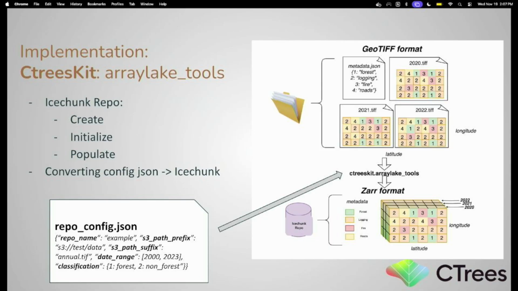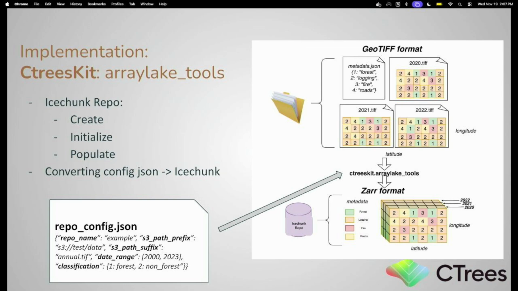Icechunk is the open source version of Arraylake. And you could get all of this information embedded into it, so we could actually have labels like fire, logging, roads rather than 0, 1, 2, 3. And so I created something called CTrees Kit, which had an implementation of populating these repositories, which would help us easily get to that moment of being able to use it.